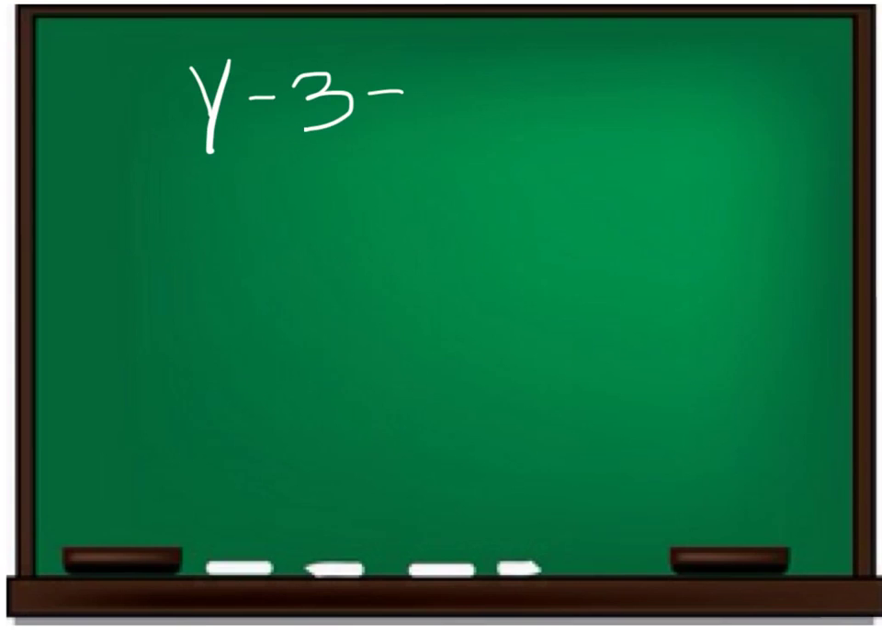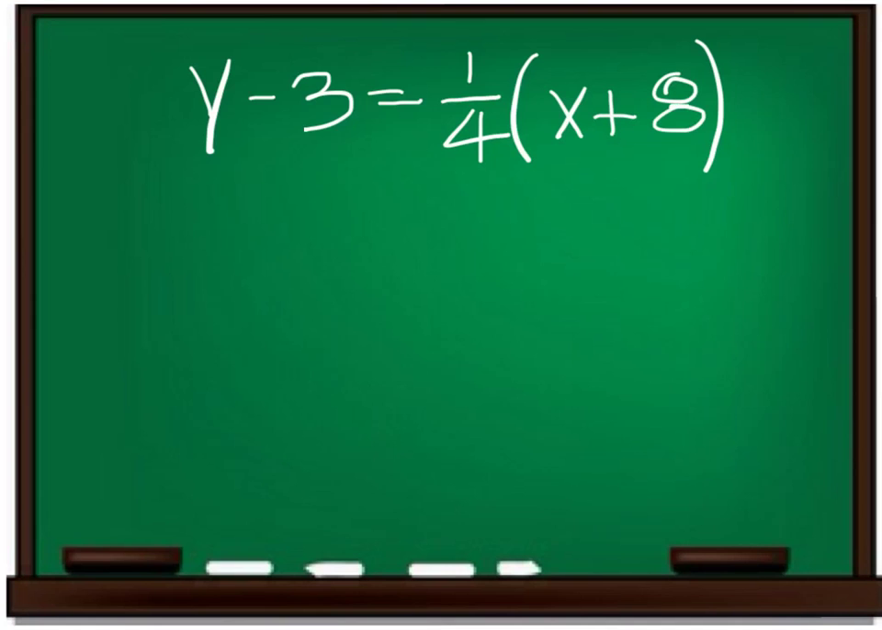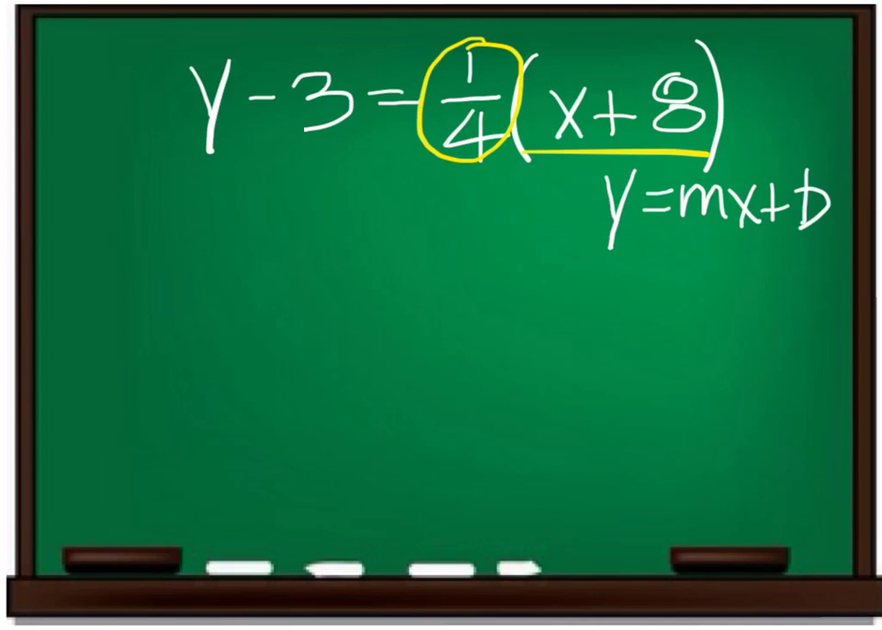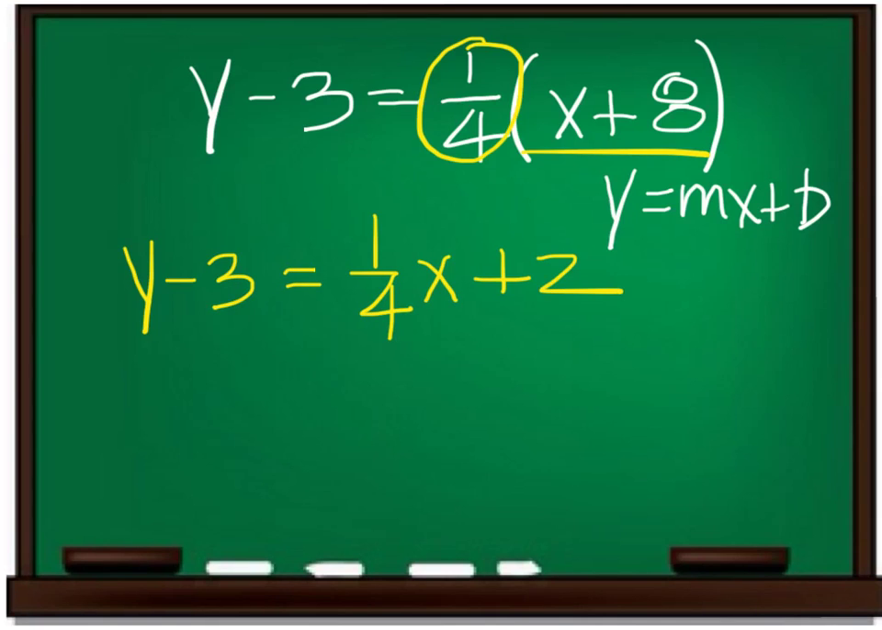Y minus 3 equals 1/4 times the quantity x plus 8. You have to change this to slope-intercept form, which is y equals mx plus b. To do that, multiply through the parentheses by the slope. Y minus 3 equals 1/4 x plus 2. 1/4 times 8 is 2. It's the same as 8 over 4. That gives you 2.